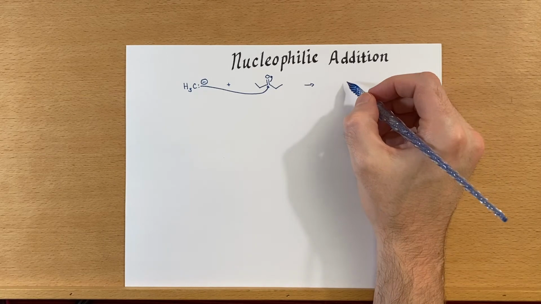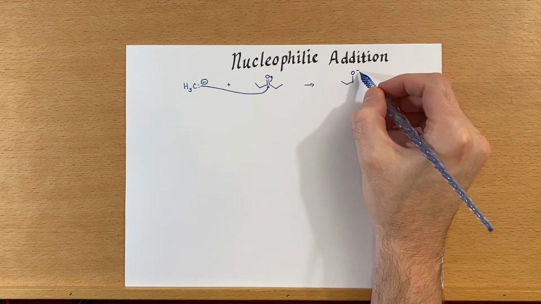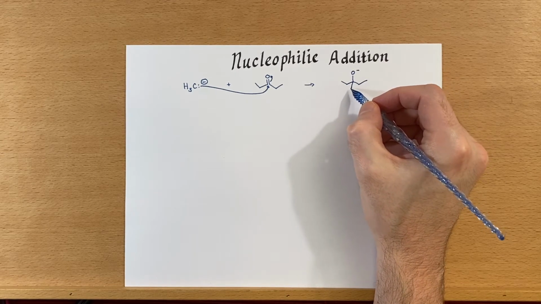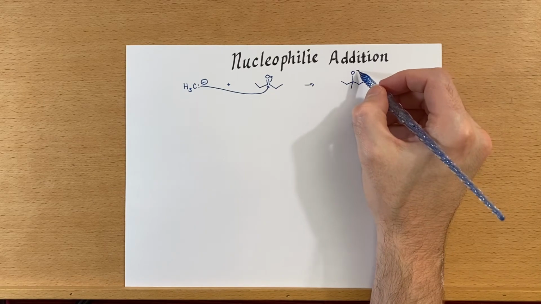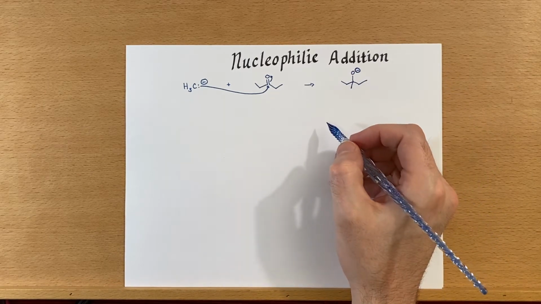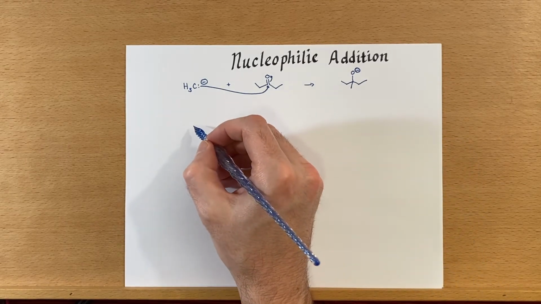And what we'll get is this, with the negative charge up there on the oxygen and a new methyl group right here. And we'll put a little circle around this negative charge so we don't think it's a bond. That would be something different. So that's one example. Let's do another.